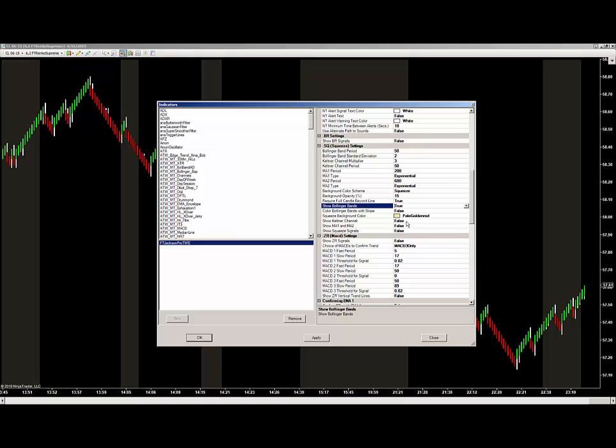It can be used for stop placement, by the way. Keep that in mind. So you might want to turn that on. For this demonstration, we won't. Show moving average 1 and 2. Yeah, I like that one. Show squeeze signals. Yeah, we'll show that one.